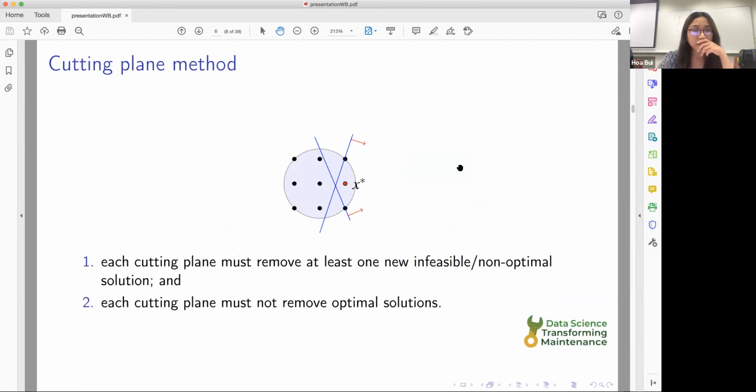But for cutting plane methods, in order to guarantee convergence to an optimal solution, you have two key conditions. The first condition when you design a cutting plane algorithm is that each cutting plane must remove at least one infeasible or non-optimal solution out of the search region. In other words, the cutting plane method is an exhaustive search method. The first condition guarantees the finite termination of the method. The second condition is that, if you aren't careful, the cutting plane may remove optimal solutions. When it removes all the optimal solutions, then the convergent point is not optimal. So you have to make sure that each cutting plane must not remove optimal solutions. As long as you satisfy these two conditions, you'll find the method converges finitely.